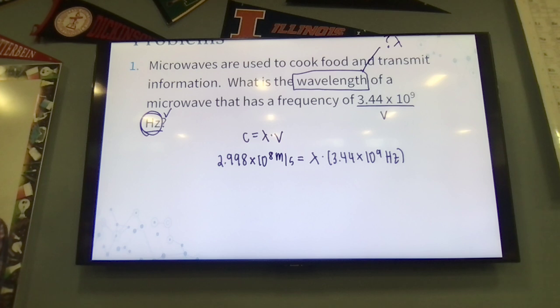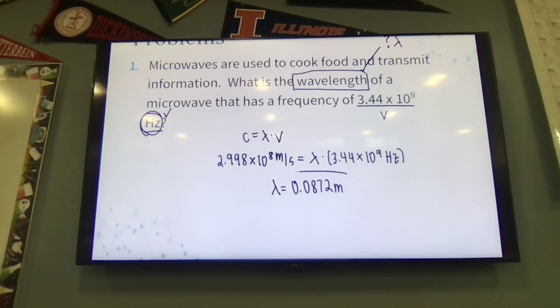All right. Back to algebra 1. Actually, it's quite like junior high math. So 2.998, second E to the 8th. Use your magic E button again, like for scientific notation. And then divided by 3.44, second comma 9. And you should get a wavelength of 0.0872, because we had 4 sig figs and 3 sig figs. So I'll keep 3. 0.0872. And then what did I tell you was the unit for wavelength? Meters. So there you go.